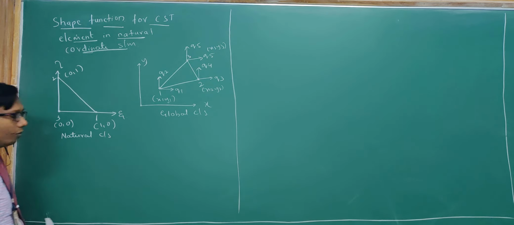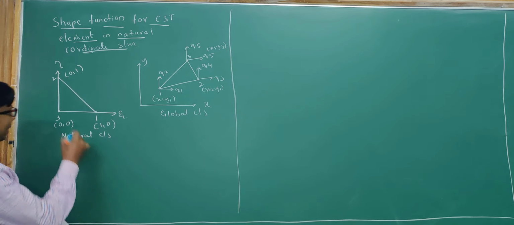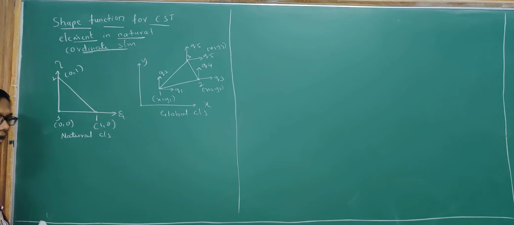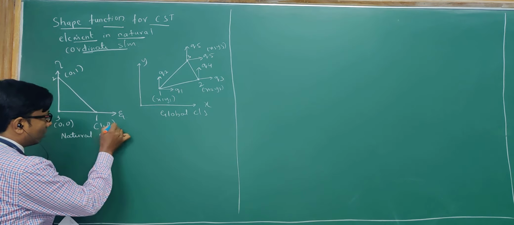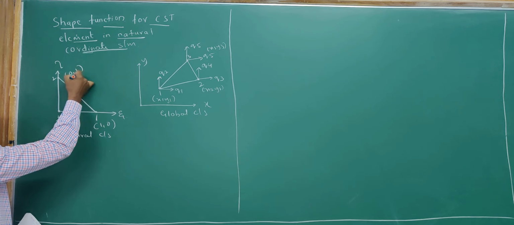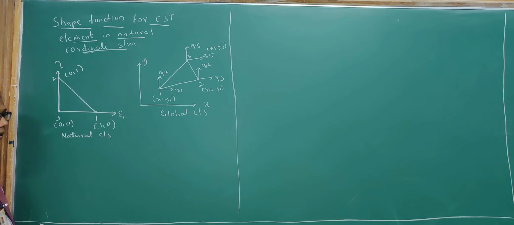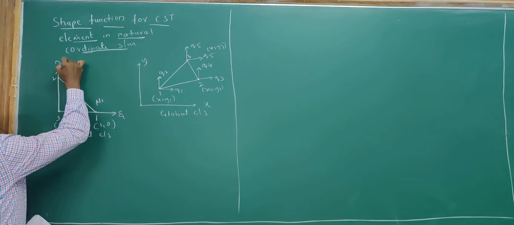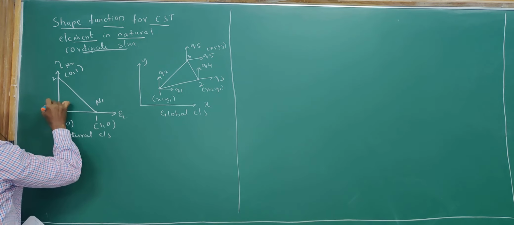So we have done this for a quadrilateral element. I will take it as 0, 0. So node 3 from the right side is going along the x-axis, so it becomes 1, 0, where y is not there. When we go to the top side, it becomes 0, 1. So we have this as N1, this as N2, this as N3.